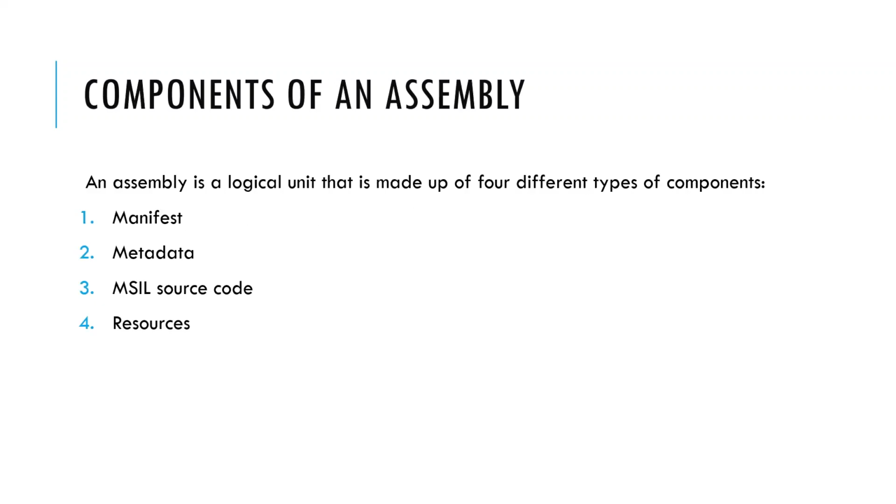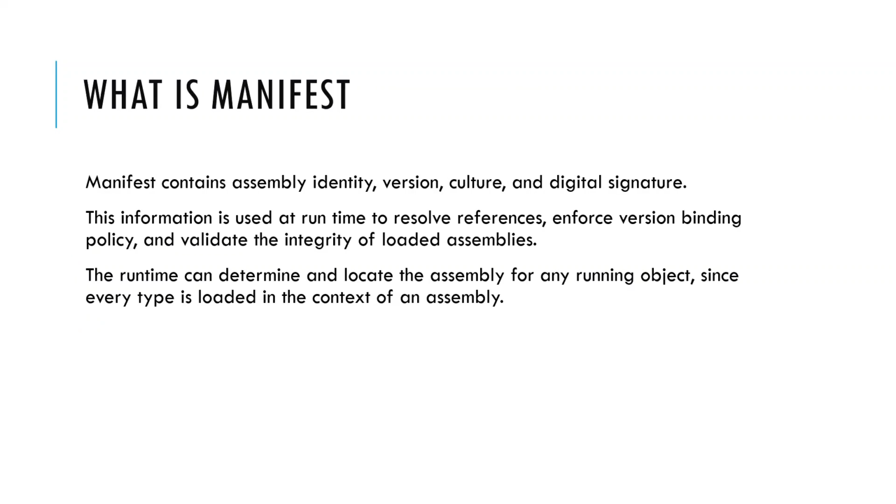So what are the components in an assembly? An assembly is a logical unit that is made of four different types of components: manifest, metadata, MSIL, source code, and resources. So what is a manifest? A manifest consists of assembly identity, version, culture, and digital signature. This information is used at runtime to resolve references, enforce the version binding policy, and validate the integrity of loaded assemblies. The runtime can determine and locate the assembly for any running object, since every object, like every type, is loaded in the context of an assembly.